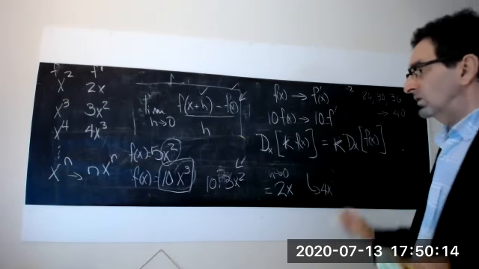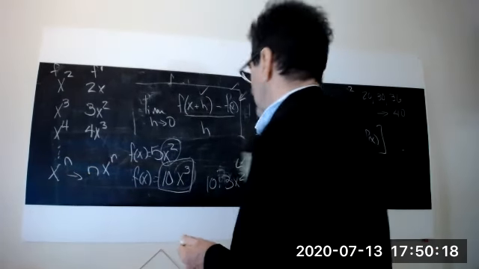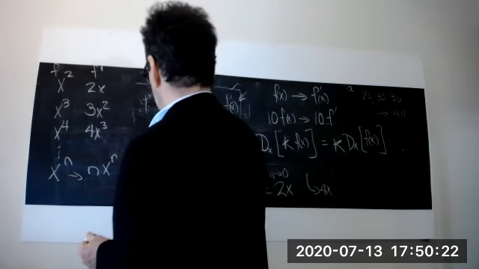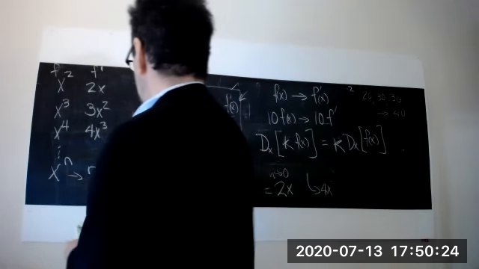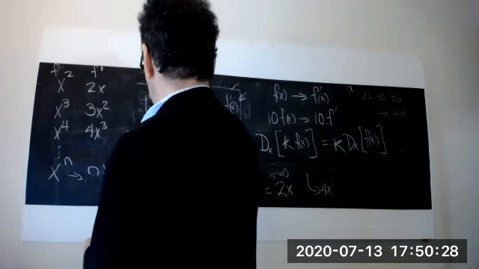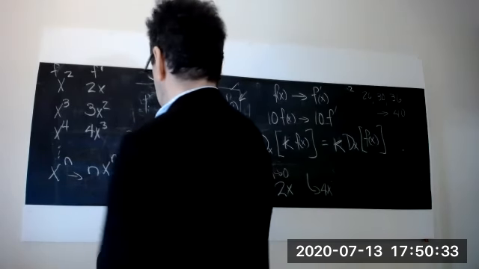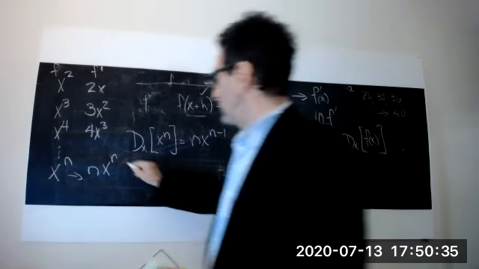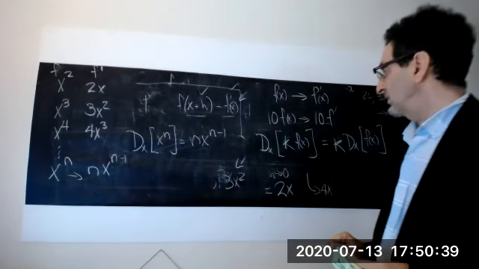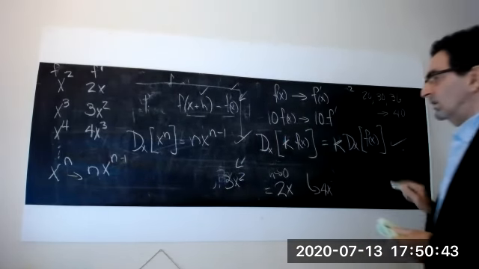We know what to do here for x to the n. By the way, we can rewrite this one using this notation. I can write it as the derivative of x to the n is n x to the n minus 1. That's what this says. So we have this rule, and now we have this rule.